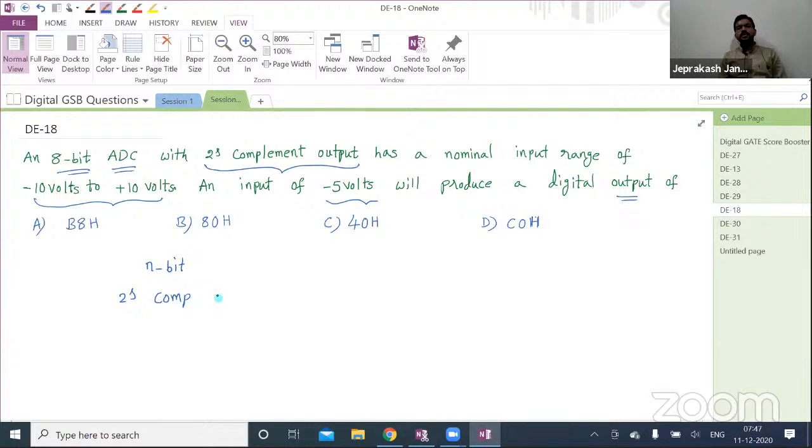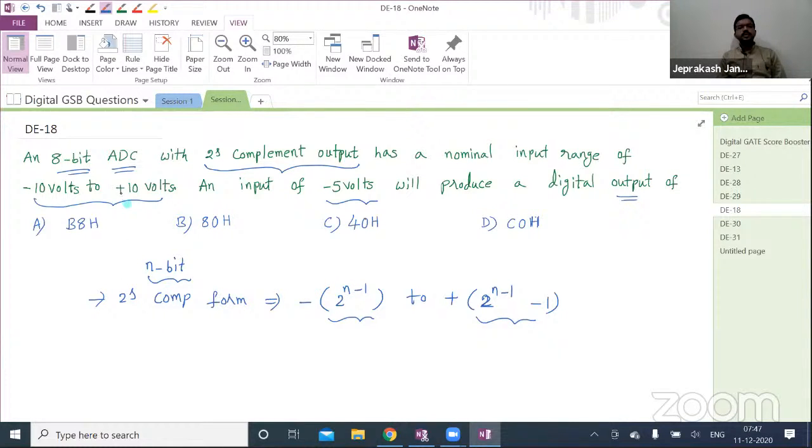In 2's complement form, what is the range? If you have n bits, it is minus 2 power n minus 1 to plus 2 power n minus 1, minus 1. Yes or no? All of you please respond. The range when you have n bits in 2's complement form: the negative maximum is this one, and the positive maximum is this one, right?